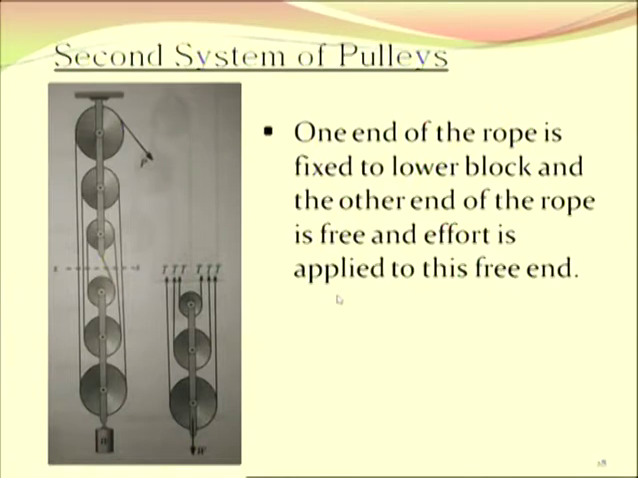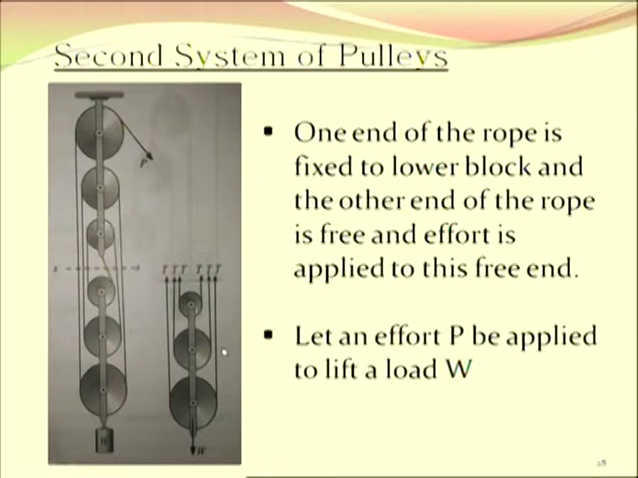One end of the rope is fixed to the lower block and the other end of the rope is free, and the effort is applied to this free end. So here we can see the upper block and lower block. The upper block is fixed due to this support and the lower block is movable. So the load is applied to the lower block. Let an effort P be applied to lift a load of W. Here we can assume that the load W is suspended, and to lift that load we are applying an effort of P Newton.